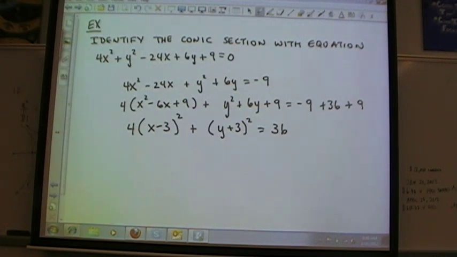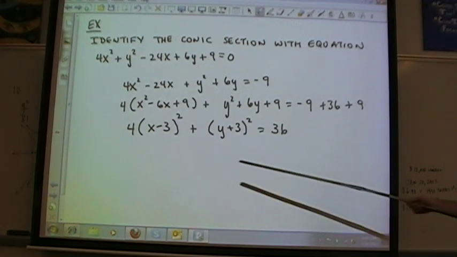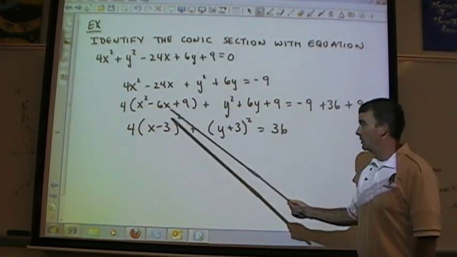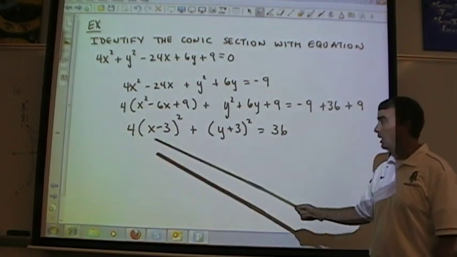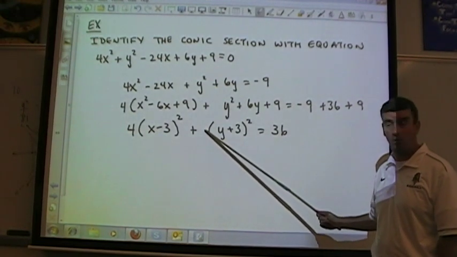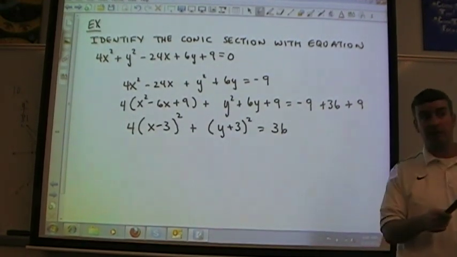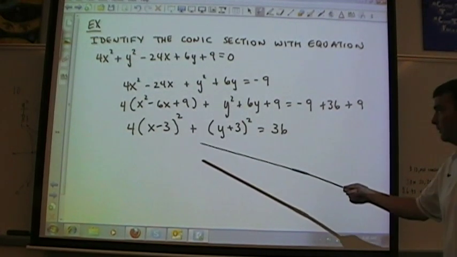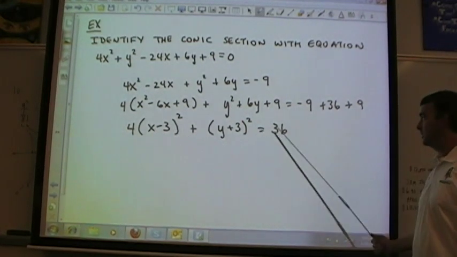An ellipse. Why? Because these two are different, that makes it an ellipse. If these two were the same, if you had another 4 here, then it'd be a circle, which they're not. And what do you divide by? 36, because for standard form, it has to equal 1.